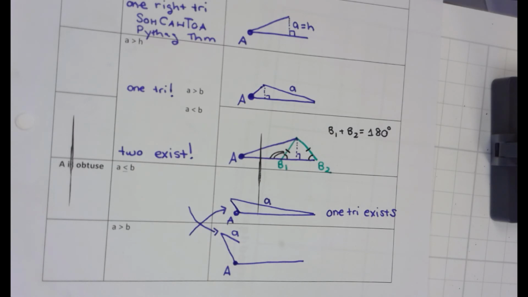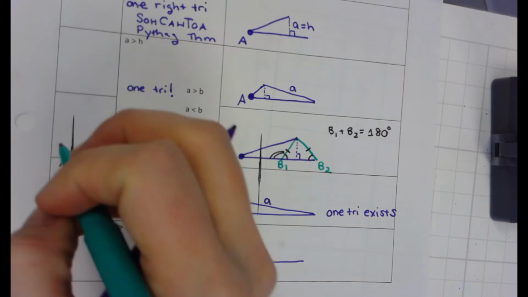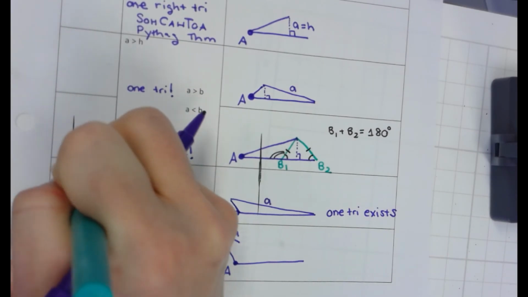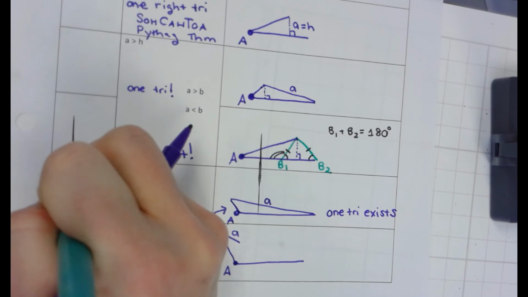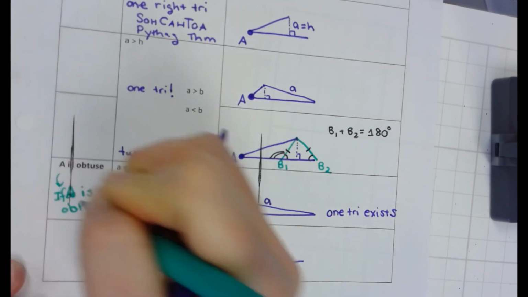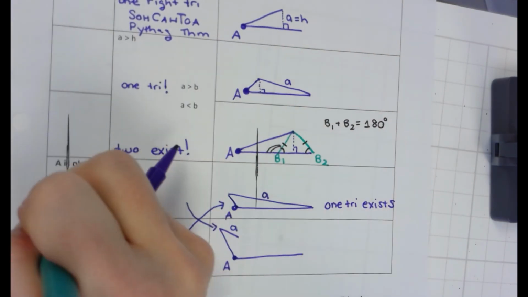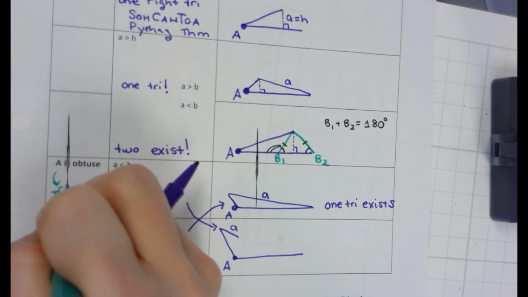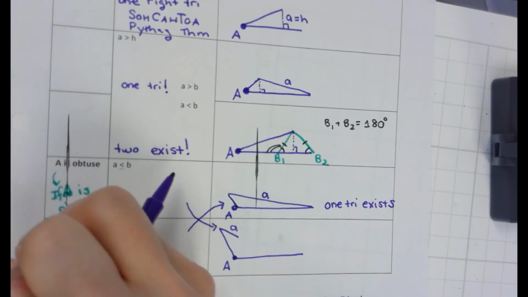I'm going to write that on my own paper so some of you do that. If A is obtuse, then side A must be largest.